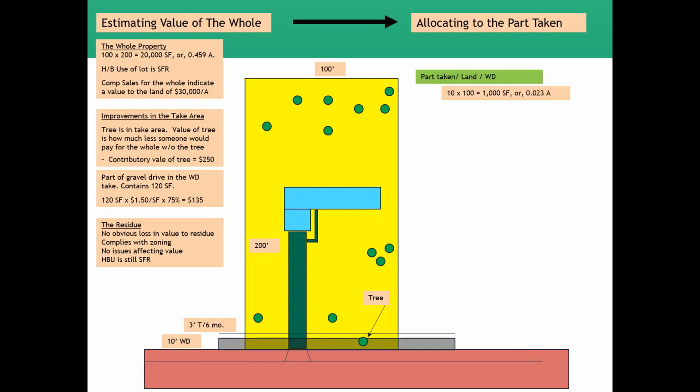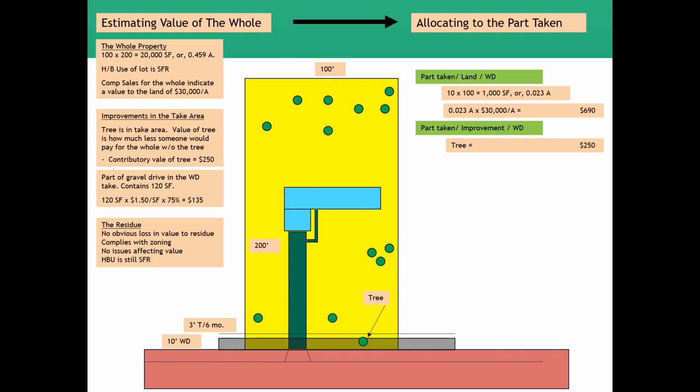Part taken, land, again, it's a 10-foot WD. The site's 100 foot wide, so we have 1,000 square feet in the take, which computes to 0.023 acres. We're going to multiply that size by $30,000 per acre, which is the unit value of the whole, indicates a value to the land taken of $690.